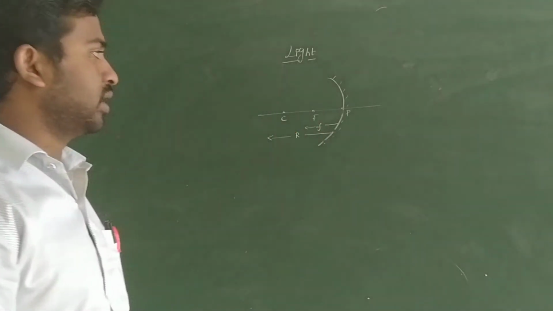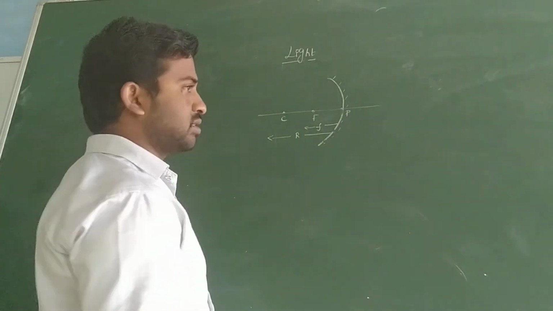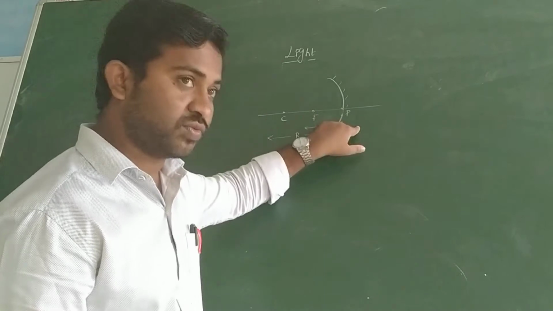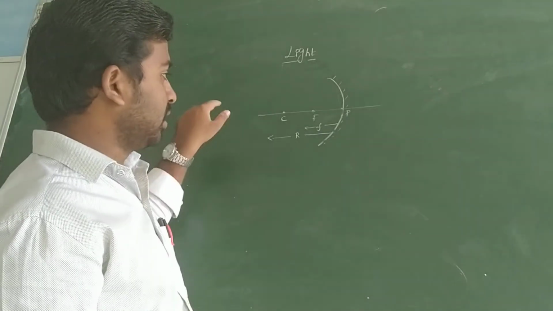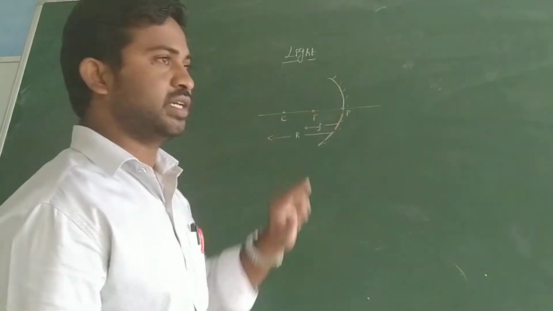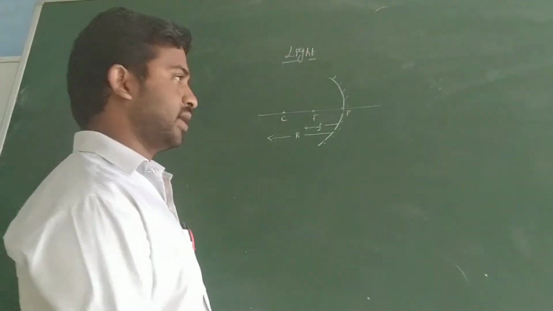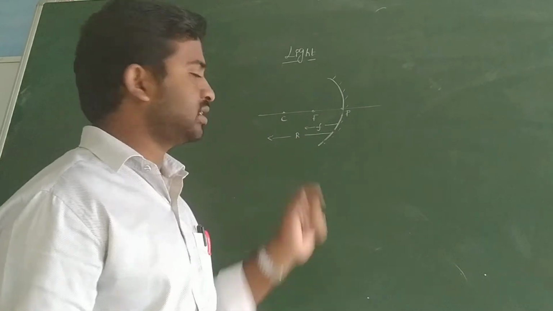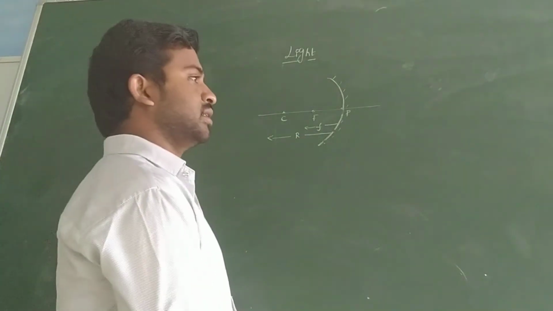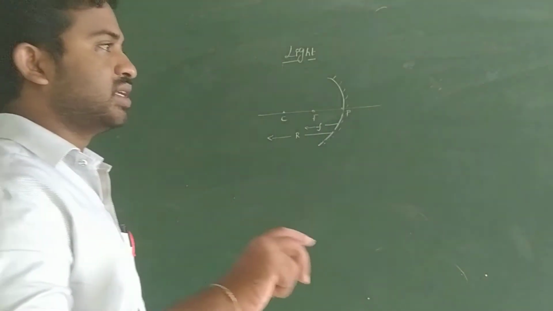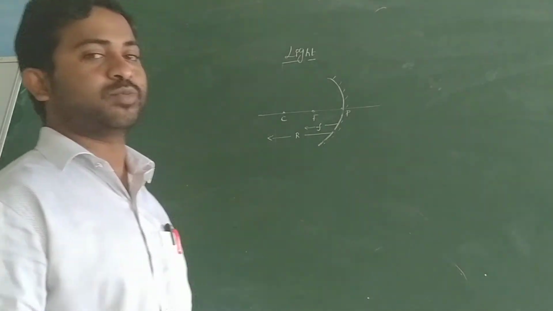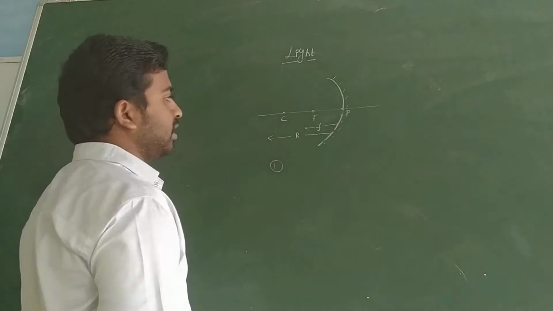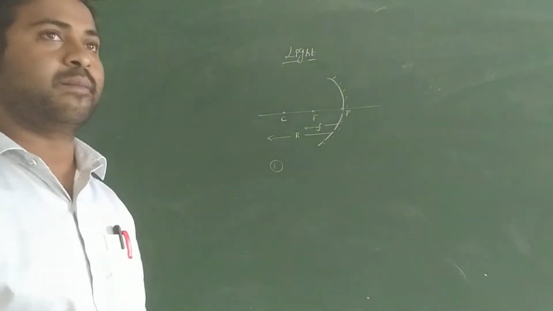So note one thing here: we measure all distances from the pole. We are not saying the distance from focus to pole is the focal length, or the distance from center of curvature to pole is the radius of curvature. We are saying the distance from pole to focus is the focal length, and from pole to center of curvature is the radius of curvature. Hence all distances are measured from the pole of the spherical mirror. So that is the first sign convention.